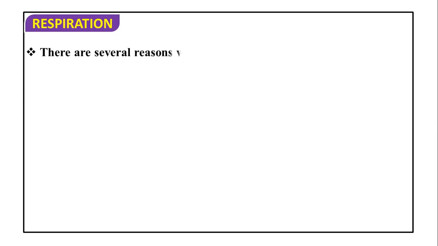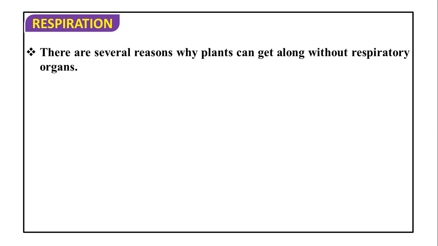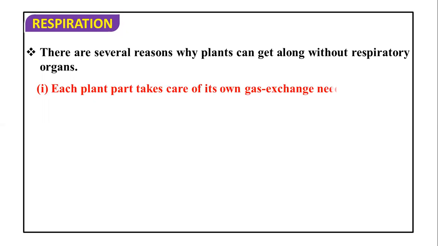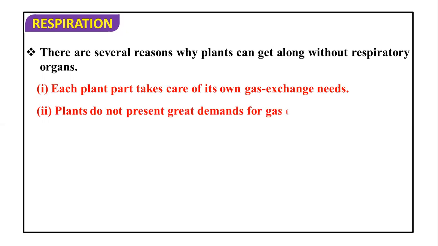Now, there are several reasons why plants can get along without a respiratory organ. There is a question why plants can survive without a respiratory organ. Then the answer is that each plant part takes care of its own gas exchange needs. In plants, each plant part is going to take care of its own gas exchange. And plants do not present a great demand for gas exchange.